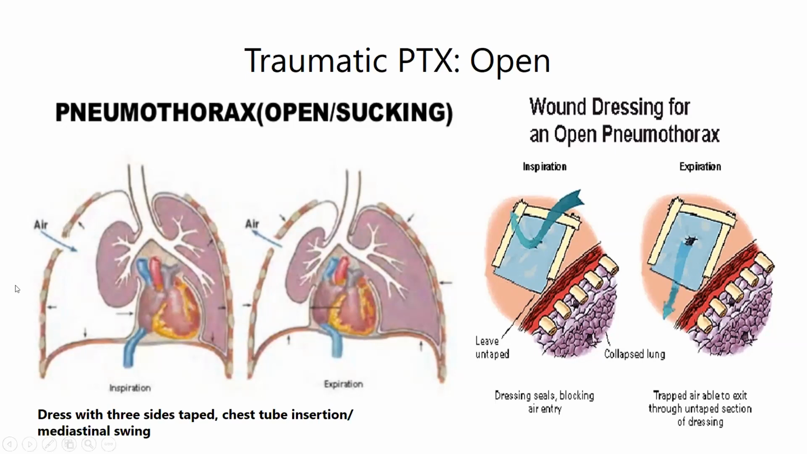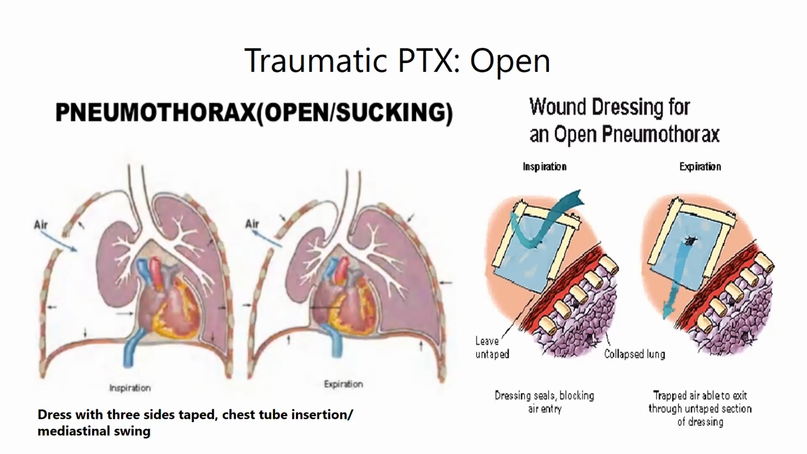So in this picture, one more time, we talk about the pneumothorax, open and sucking chest wound here. The arrow went through. So we're going to dress it with three-sided tape. See the picture on the right so that the air can escape underneath. Chest tube insertion for mediastinal swing, dress three sides taped. Inspiration and expiration, leave it untaped here at the bottom. We have three sides taped. We have the collapsed lung that we're trying to get to open back up, to re-expand. So the dressing seals, blocking air entry, and trapped air is able to exit through the untaped section of the dressing.